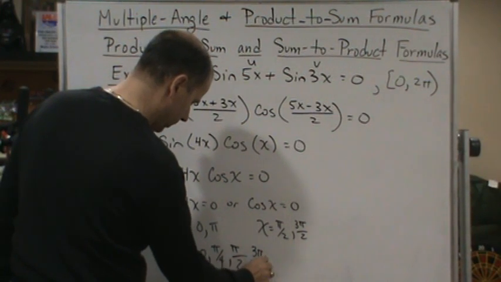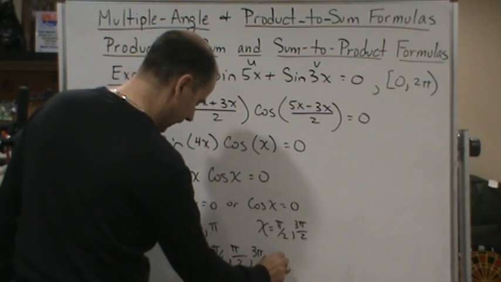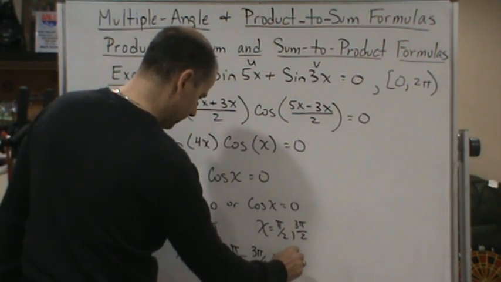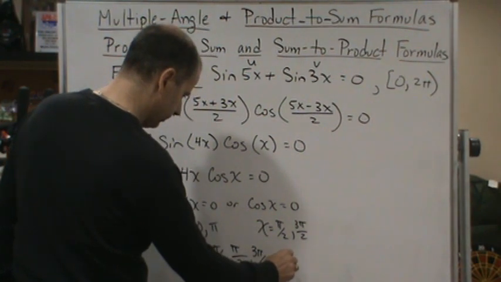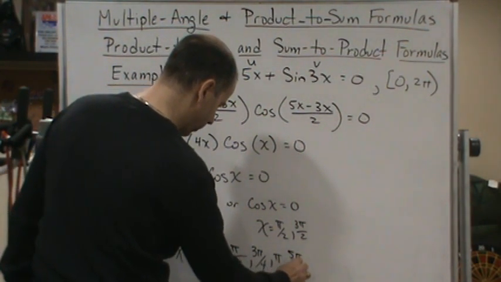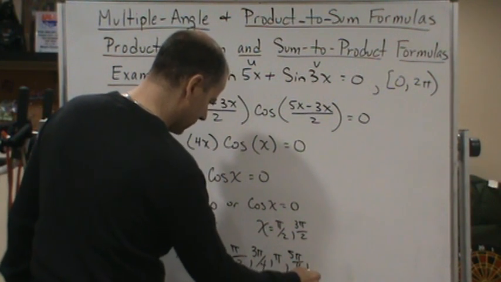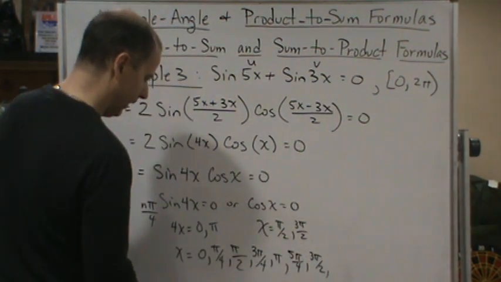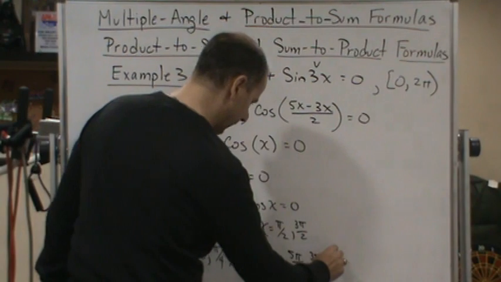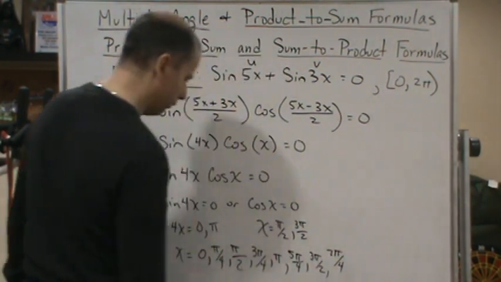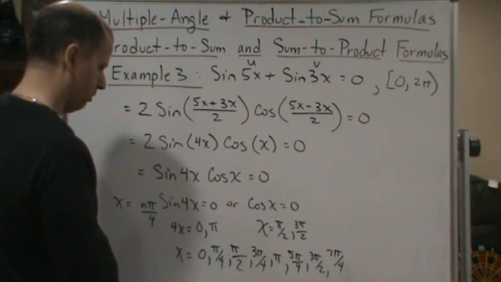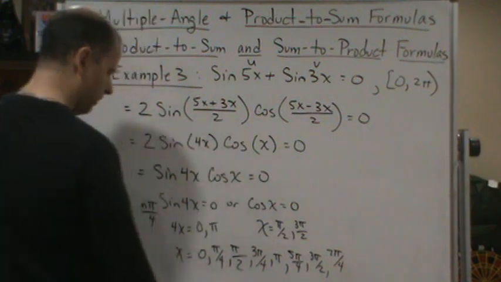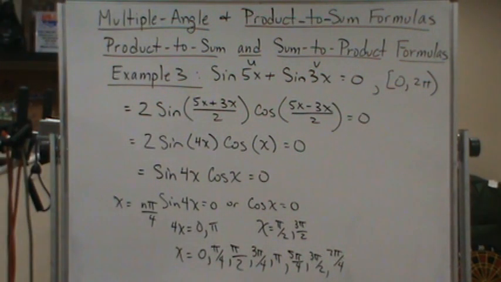3 pi over 4, and then pi, which we already have, and then 5 pi over 4, and then 6 pi over 4, which is 3 pi over 2, which we already have, and 7 pi over 4, and that's it.